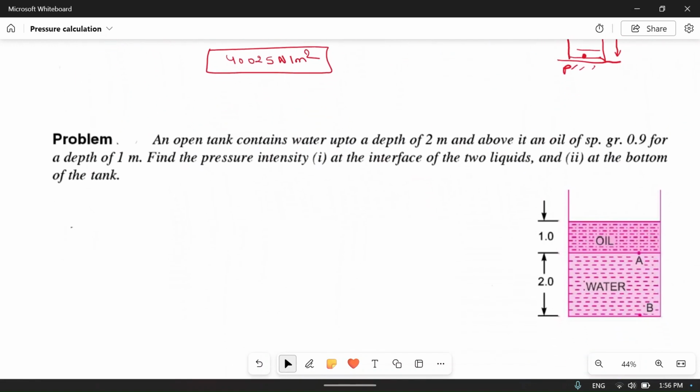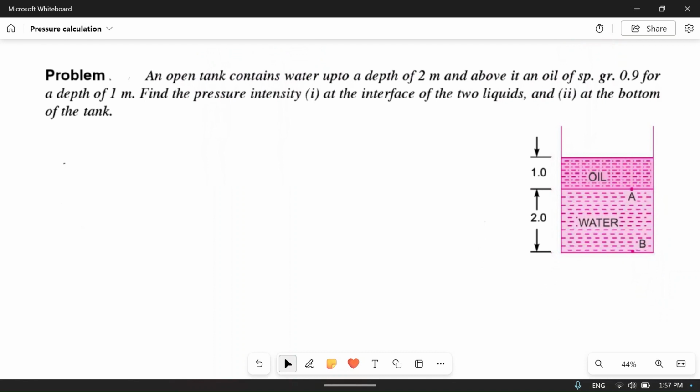Now let's move to the second case. In the first case there was only one liquid, and in this case there are two liquids, oil and water. So let's see the case. An open tank contains water up to a depth of 2 meter. So this is 2 meter height of water, and above it is oil of specific gravity 0.9 for a depth of 1 meter. Find the pressure at the interface of the two liquids. So we have to find it at this point 1 and second at the bottom of the tank. At these 2 points we have to find the pressure intensity.